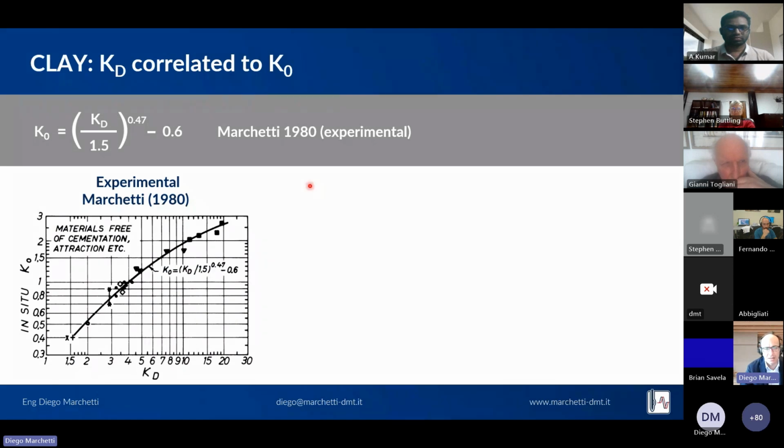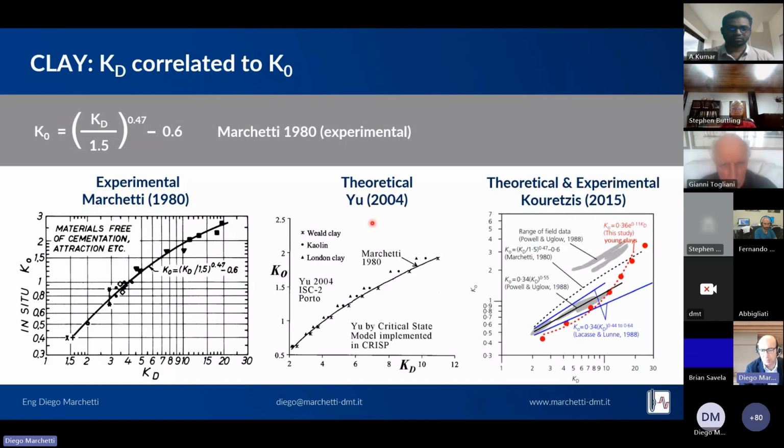This is a formula proposed by Professor Marchetti in 1980 for K-naught, again with experimental data on site, where the test site was very well documented with valid K-naught results and showing a very, very low scatter in terms of the proposed curve. Additional theoretical work showed a good validation in terms of numerical modeling techniques. And again, in the same publication of Kuretsis, we see additional possible correlations to refine, especially in young clays, with alternative formula.